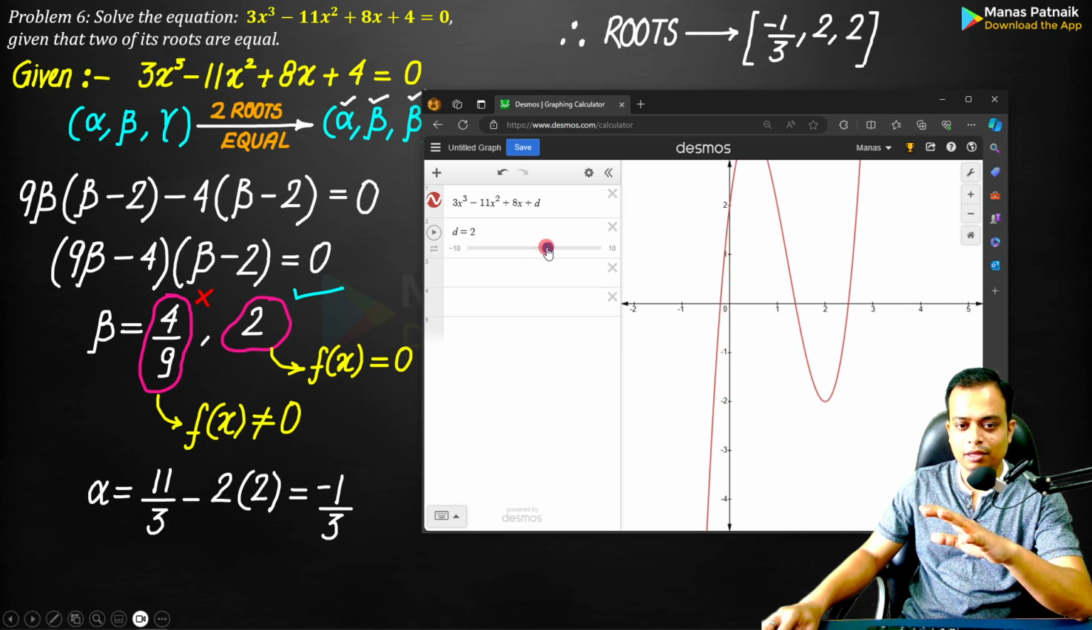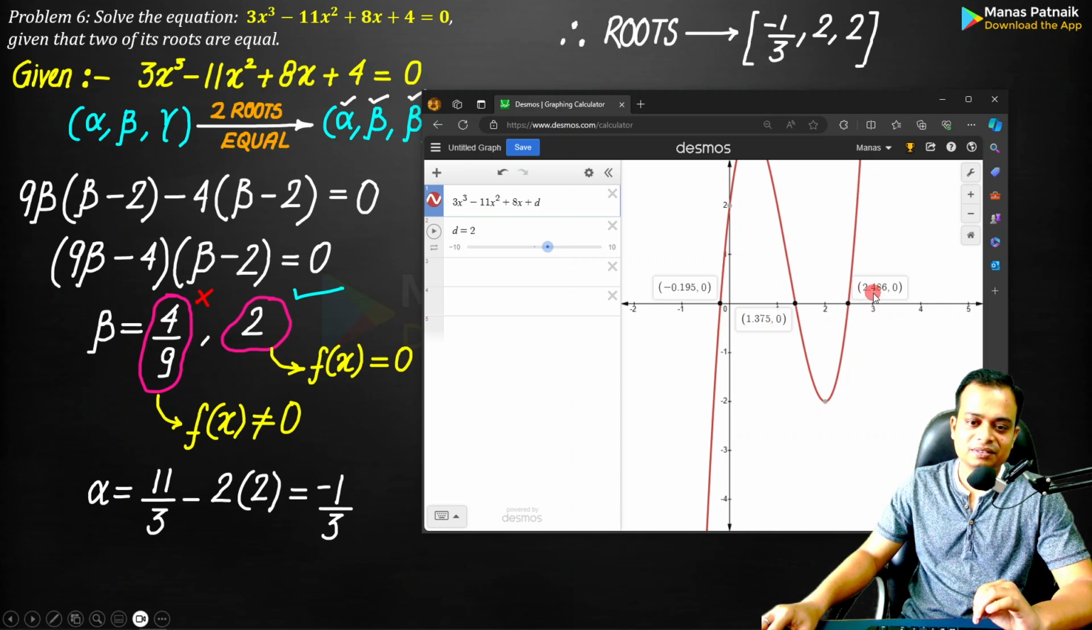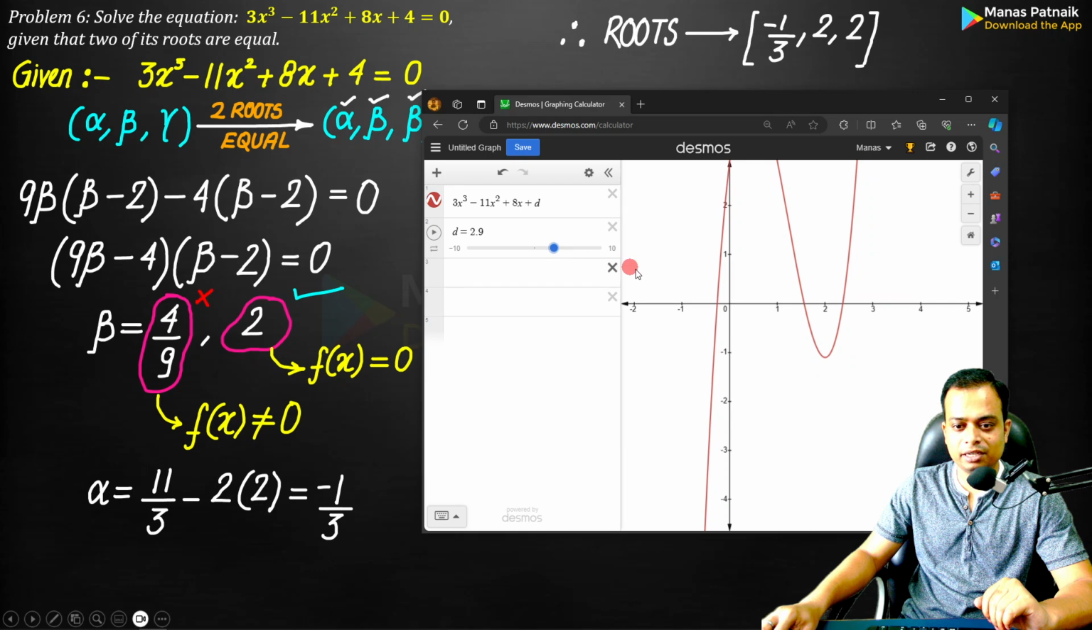Okay, we've moved from 0 to 2. Still, sir, we can see we have as many as 3 roots: minus 0.195, 1.375 and 2.486. Right? Okay. If you go ahead, watch this curve over here. Something beautiful is going to happen. Now, still we can see that the function is cutting the x-axis at 3 different distinct locations. That means there are as many as 3 roots. What about the equal roots, sir? Keep on increasing now.